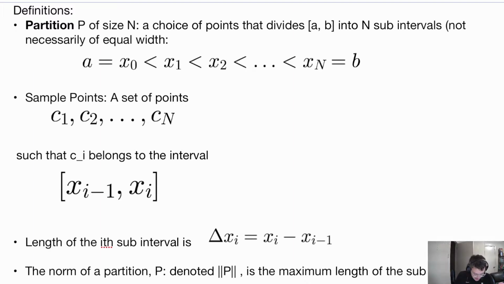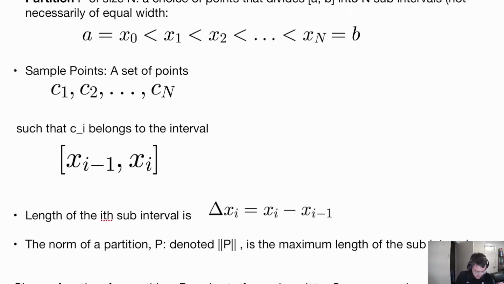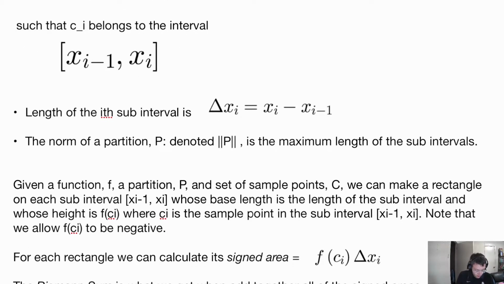The length of the ith subinterval is just the right endpoint minus the left endpoint, xi minus xi minus 1. It's just the length of the subinterval. And then lastly, the norm of our partition P, denoted with 2 vertical lines on either side, is the maximum length of the subintervals. Again, what does this mean? We'll look through a visual now.